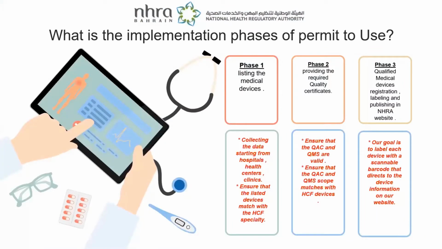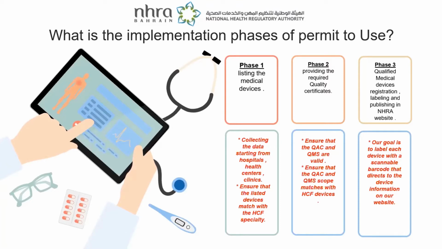Okay, what are the implementation phases of permit use? As you can see here, we have 3 phases. Phase 1 is listing the medical devices. Basically what we are going to do here is collect the data starting from hospitals, health centers, clinics, and ensure that the listed devices match with the healthcare facility specialty. And phase 2 is going to be about providing the required quality certificates for all the medical devices that already have been listed in the previous phase.